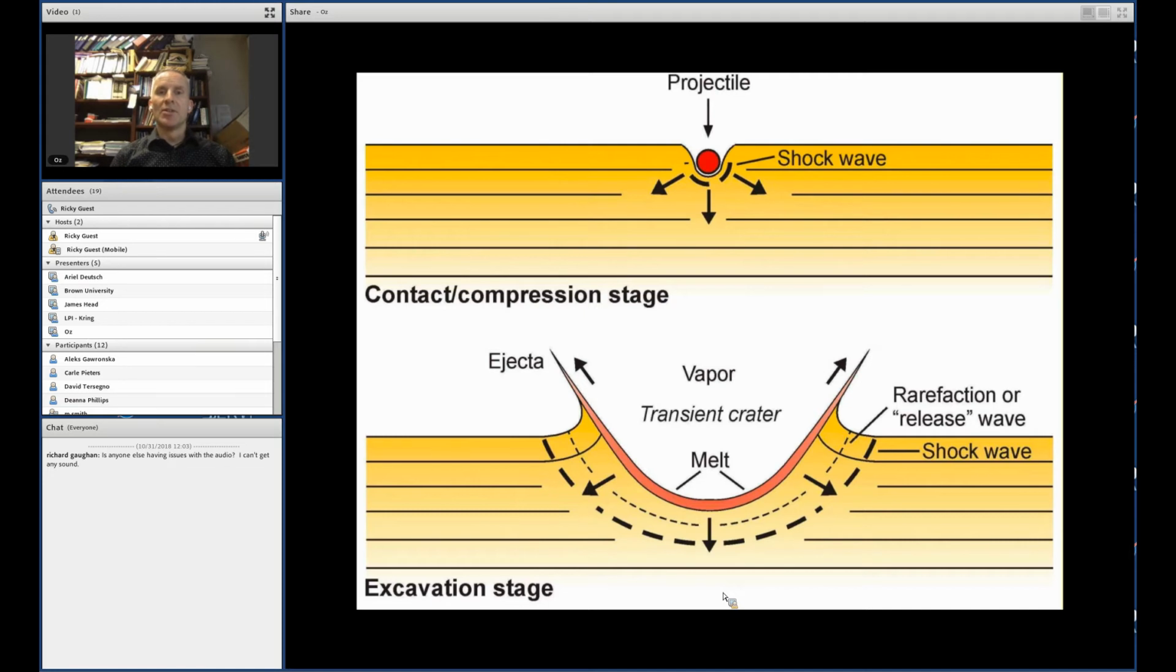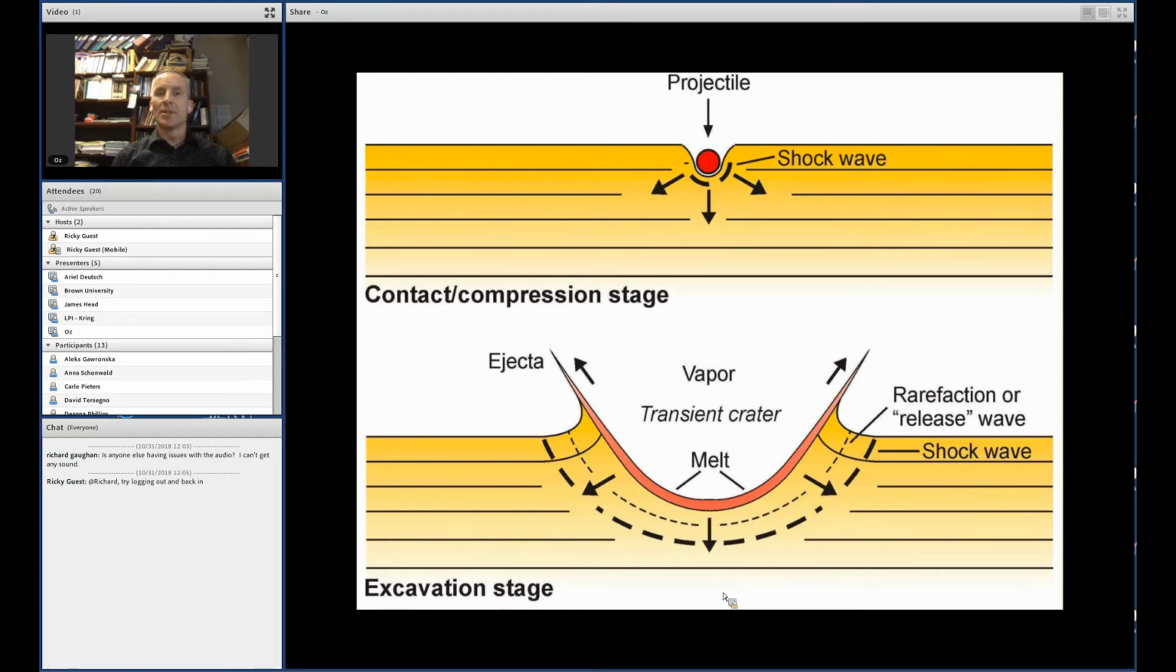So the contact and compression stage, even for big basins, is short, typically seconds or tens of seconds. The projectile comes in, penetrates 1 or 2 times its diameter, and then a shock wave radiates out from the point of contact, essentially between the projectile and the target surface.